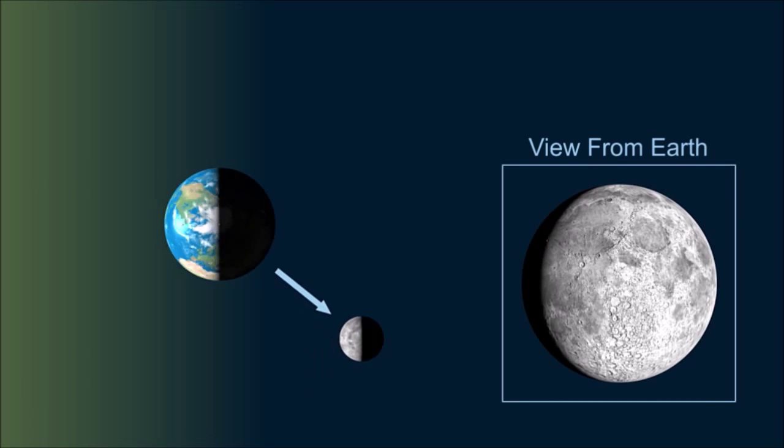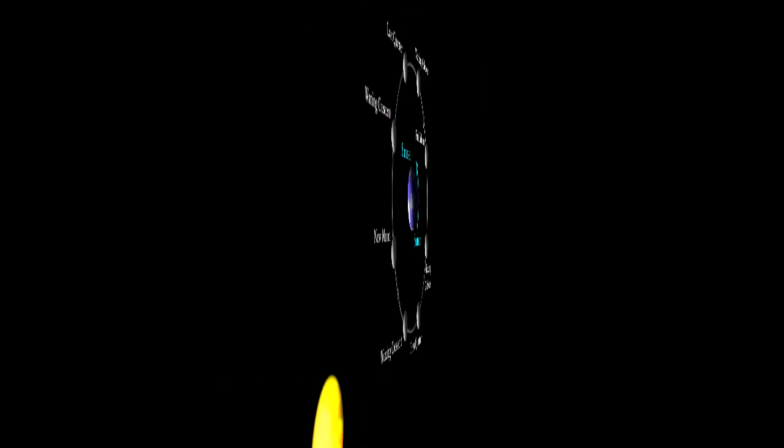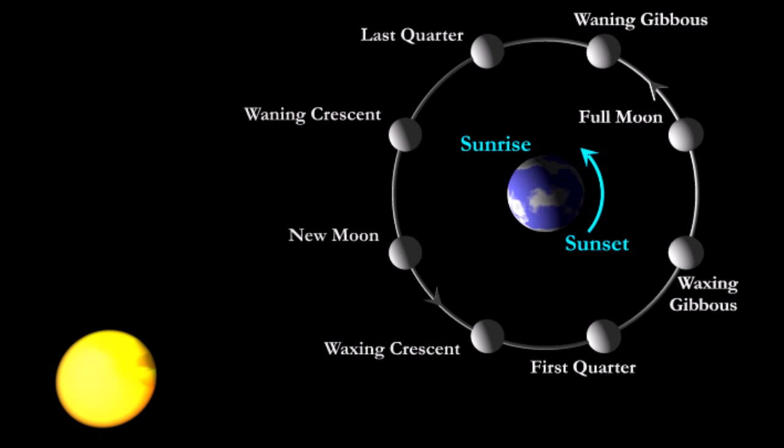Let's get started. There are 8 phases of the moon. Another name for the completion of all 8 phases is the lunar cycle. This takes 29.5 days to complete. Our moon looks different on some nights compared to others. It can look as though it has different shapes.